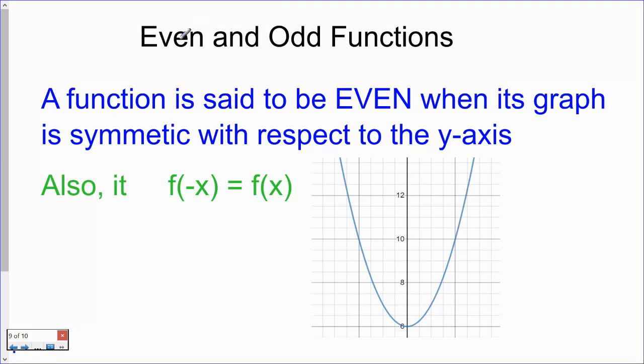And the last thing we'll talk about, even and odd functions, pretty briefly. A function is said to be even when its graph is symmetric with respect to the y-axis. So if you take this graph, if I drew a line right here and folded the right side over that line, it would match up perfectly. So if you have symmetry with respect to the y-axis, we call that an even function. And there's also a little property here: if I plugged in any negative x value, I'd get the same thing as the positive. So f of -2 would be exactly the same as f of 2, or f of -15 gives the same answer as f of 15.